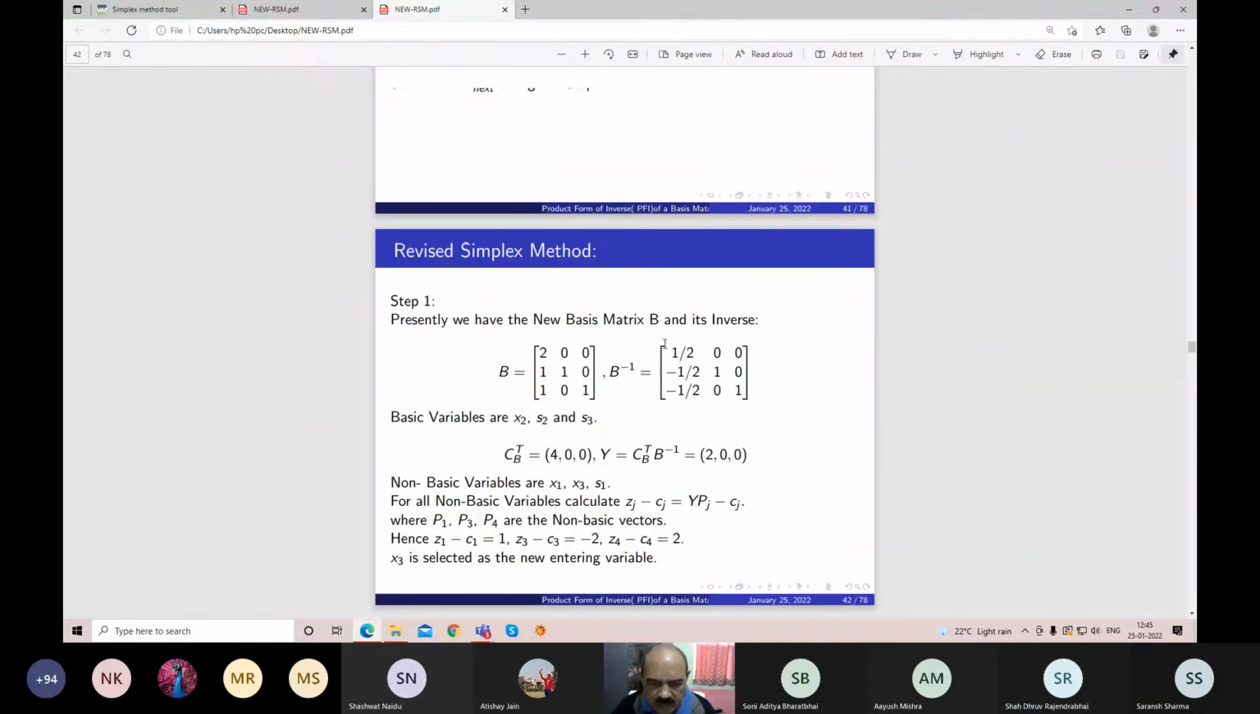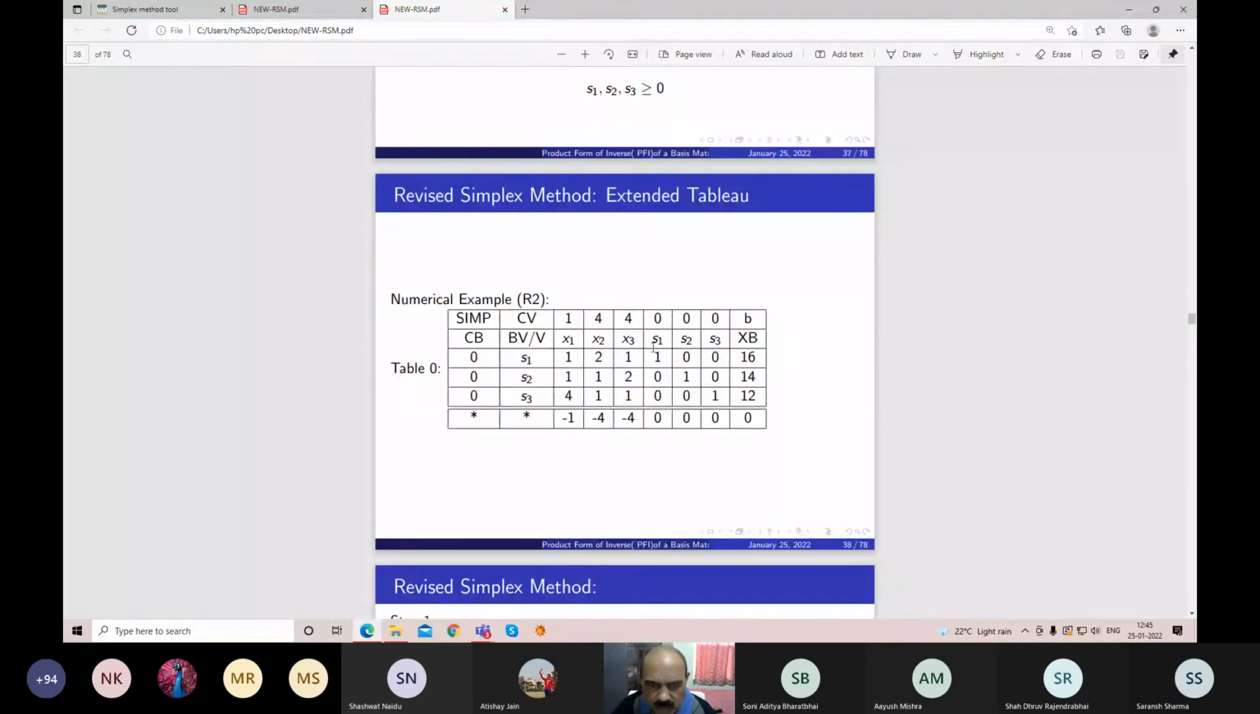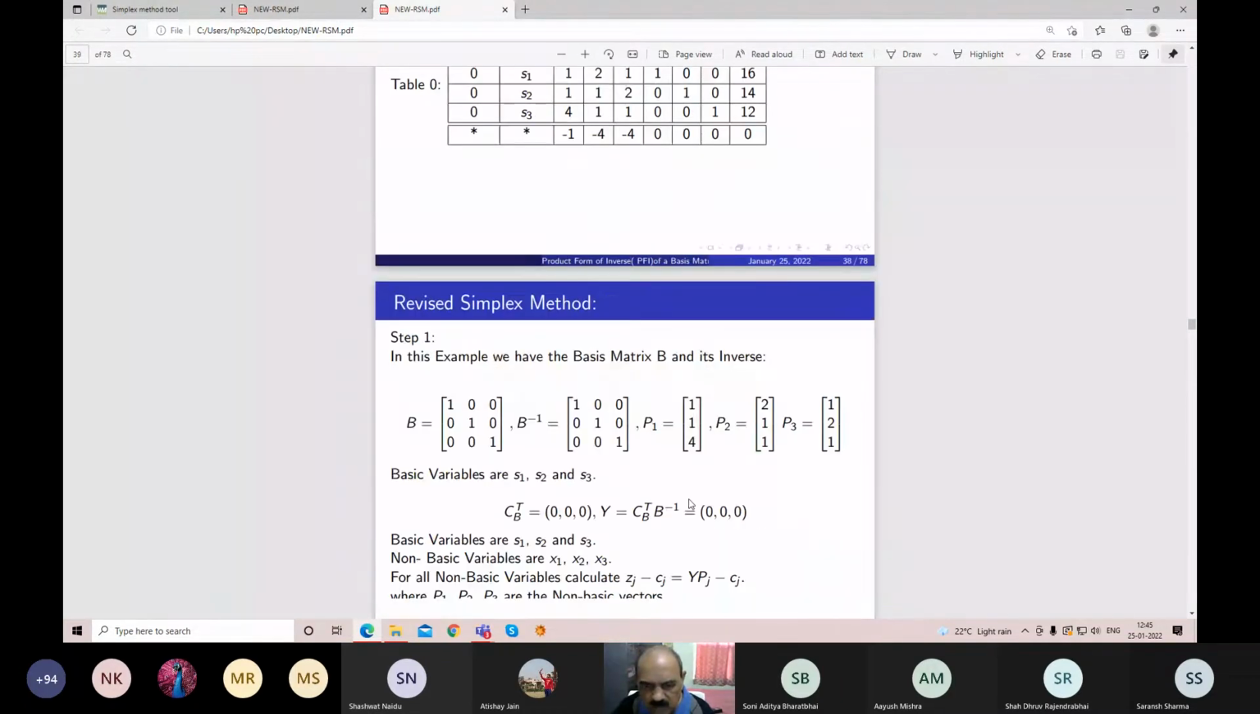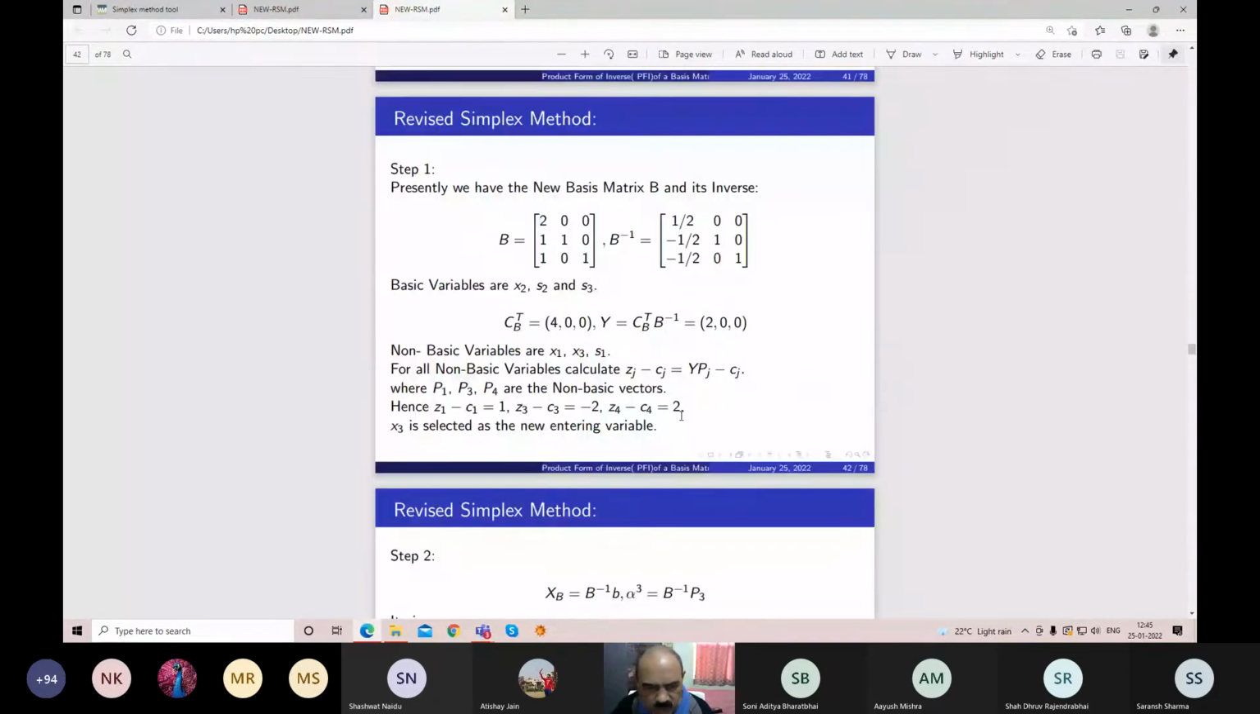Then Z4 minus C4 with respect to the S1 column, 200 inner product with 100 minus 0. Then how much it will be? Yes, it is 2. Now we have got the indicator row elements: 1, minus 2, 2.